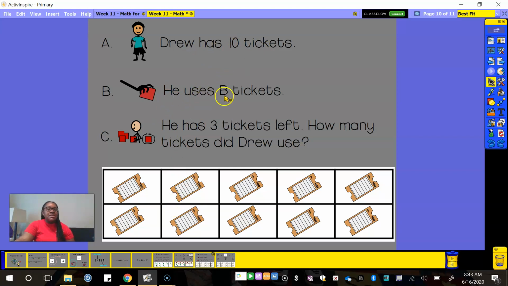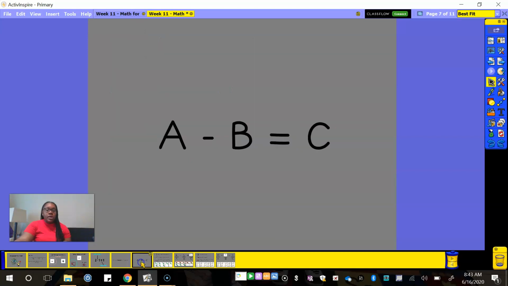He uses B tickets. So that's a number that we don't know. That's going to be the number that we're solving for. C. He has 3 tickets left. How many tickets did Drew use? So remember, no matter what, anytime we see a subtraction problem, it's going to look like this. A minus B equals C.